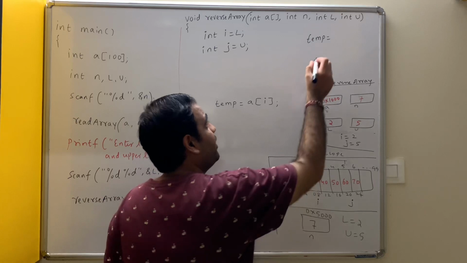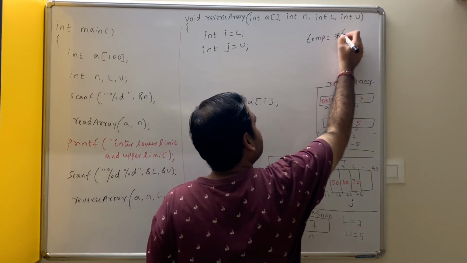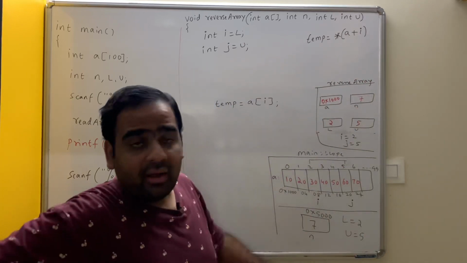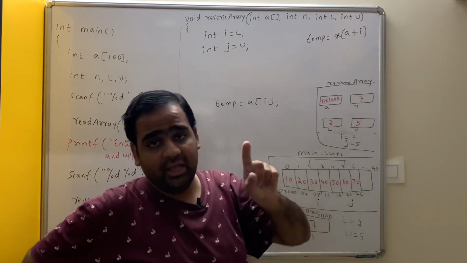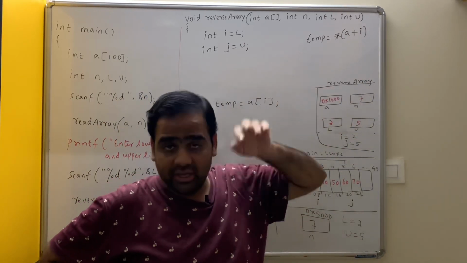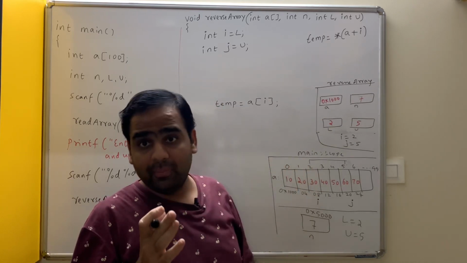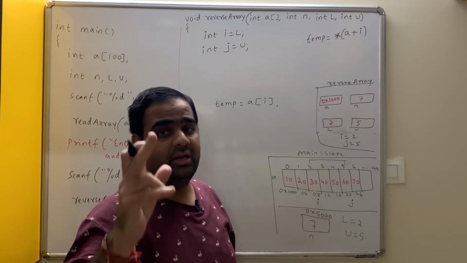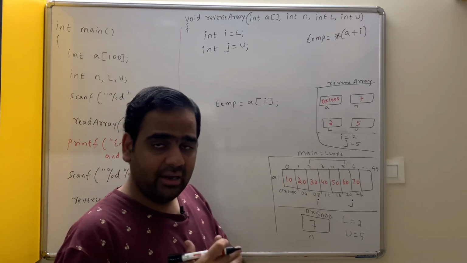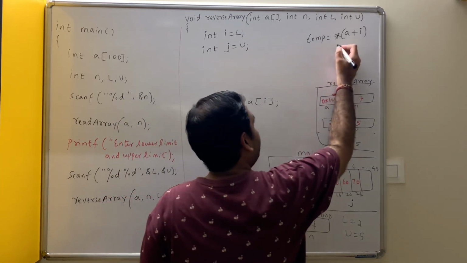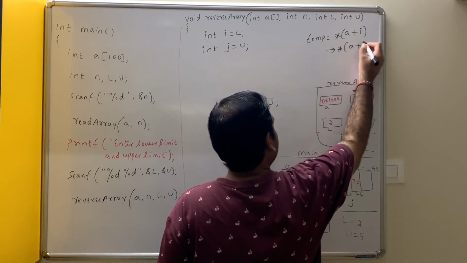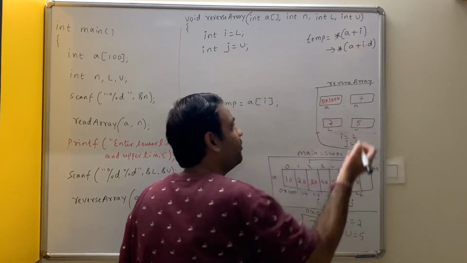Now what is A of i? A of i is nothing but *(A + i). This is the pointer notation, we know it. Now what is A? A is an array name. And what is i? i is an integer. Array name is nothing but a pointer. Pointer plus integer is nothing but pointer plus integer times d, where d is the scaling factor. Hence, the compiler internally converts it to *(A + i * d), where d is the size of the array data type.